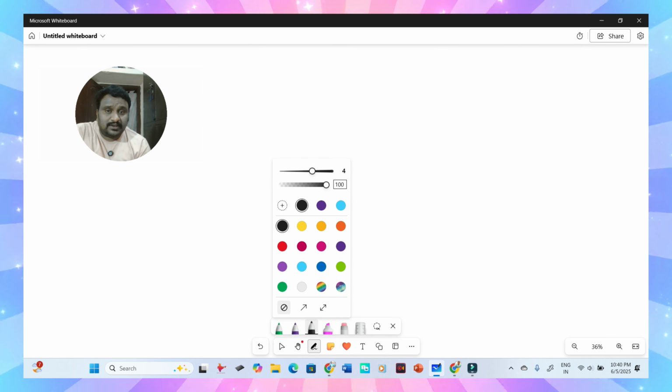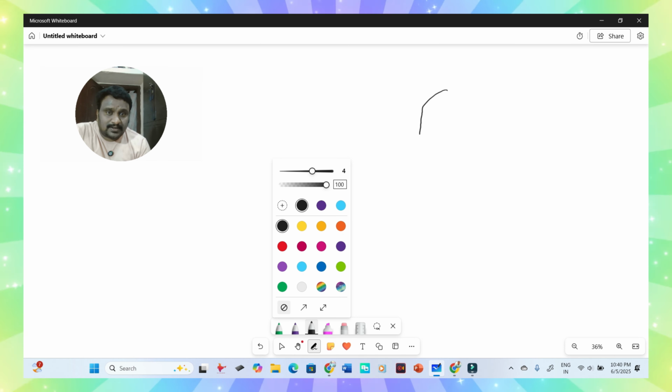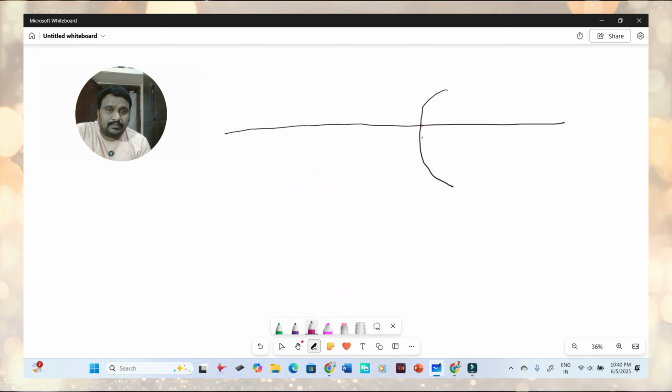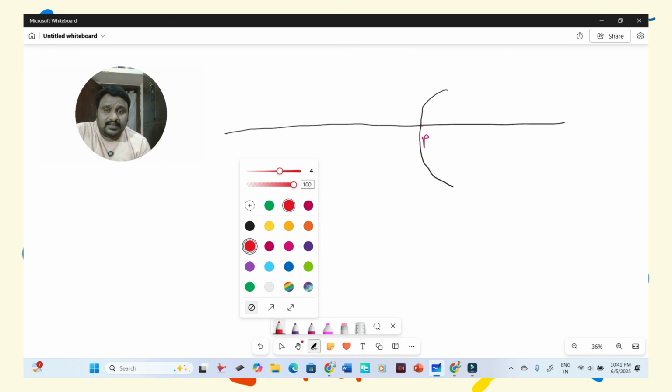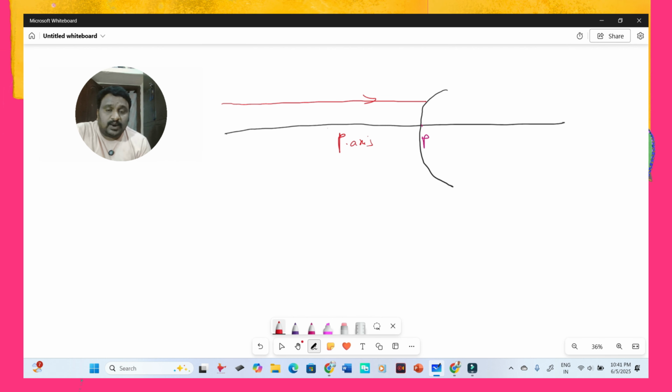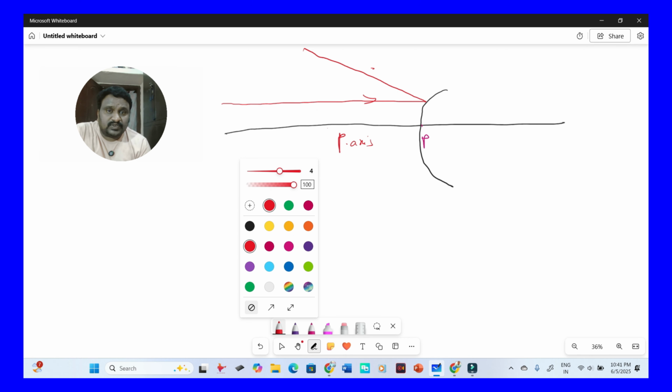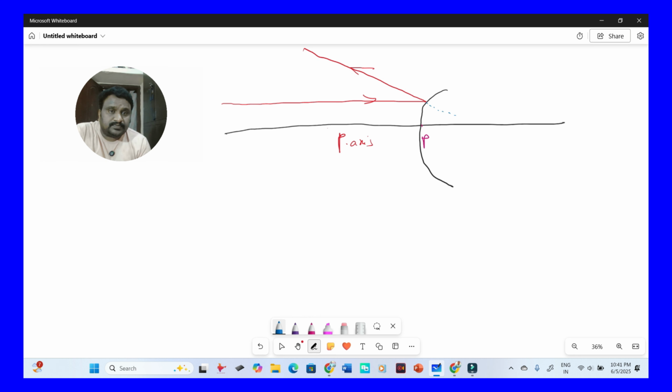Students, if we go for the convex mirror, it should be like this. This is the convex mirror, this is the principal axis, and this is the pole. What is the condition? The ray is parallel to the principal axis. After reflection, it is going to be like this. This is the reflected ray, and if we extend this, we have to extend like this. Clear? Now this is the focus, and this is the center of curvature.